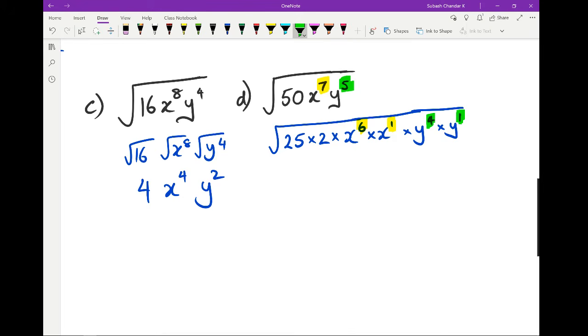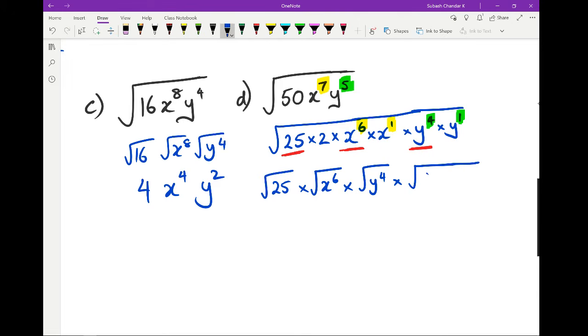So at this point, what I'm going to do is look at everything that I can actually square root. If I look at it, 25, I can do square root of x to the power of 6, I can do square root of y to the power of 4, I can do square root of... Which means I take square root of 25 times square root of x to the power of 6 times square root of y to the power of 4 times whatever is left over, which happens to be 2xy. Actually, let me try and do that better.